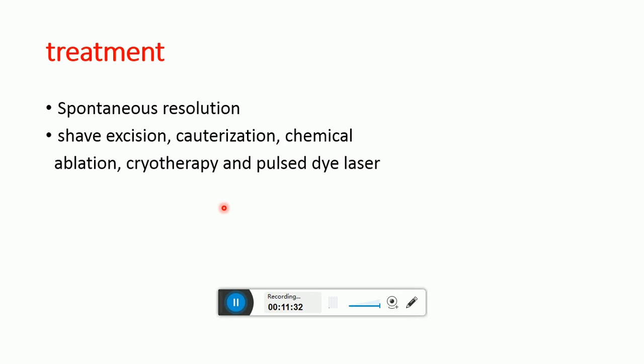So the tip is: in a patient with chronic follicular conjunctivitis that does not respond to topical antibiotics, look for Molluscum contagiosum involving the lid margin.